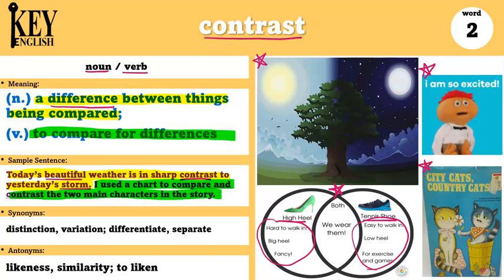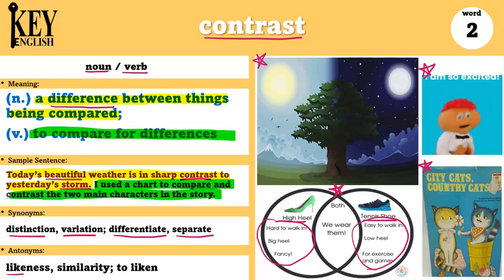Or here in this book, City Cats and Country Cats, I could say, the book contrasts life in the city and the country. So it talks about the differences. So anytime that we are using this word contrast, we're talking about noticing or finding the differences between two things. Some synonyms are distinction, variation, differentiate, separate. Antonyms are likeness, similarity, and to liken.